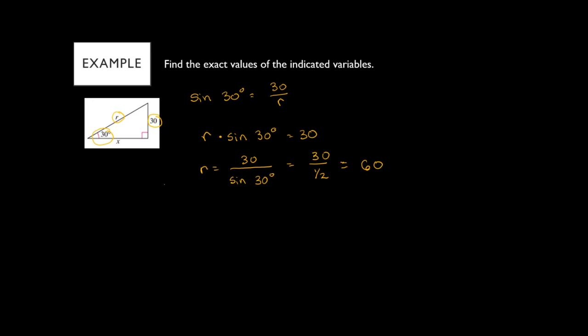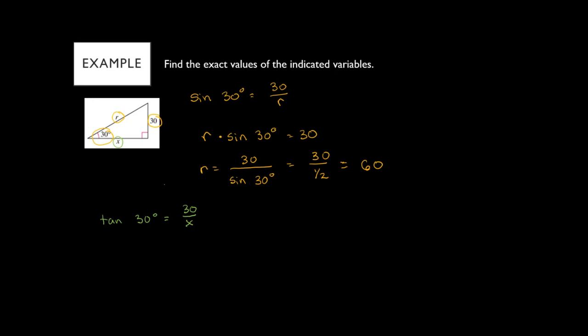So in this case, we have the adjacent side and we have an opposite side, so we would use tangent to try to find x here. So we would have the tangent of 30 degrees is TOA, so that's opposite over adjacent. So that's going to be 30 over x.